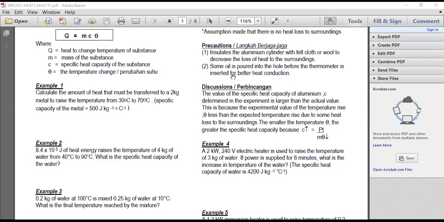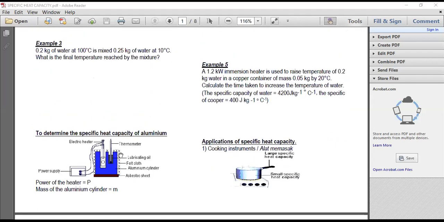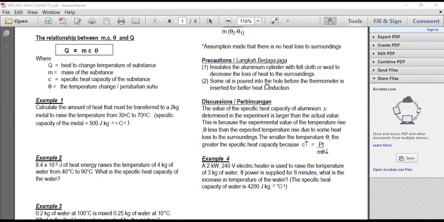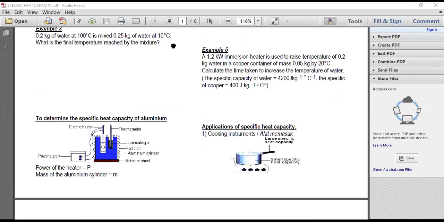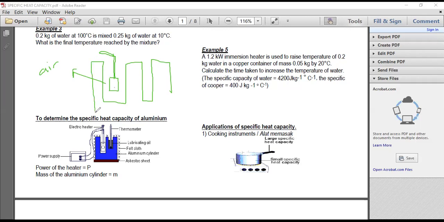If you look at the hole where we put the thermometer and the heater, you need to put some oil. Why? Assuming this is your aluminium block, and this is where you put your heater. If you don't put anything, this region will be air, and we know that air is a poor conductor of heat. So when you switch on the heater, it will take a longer time for the heat to be transferred to the aluminium block, because air is a poor conductor.